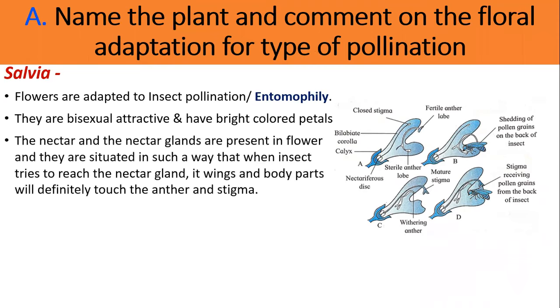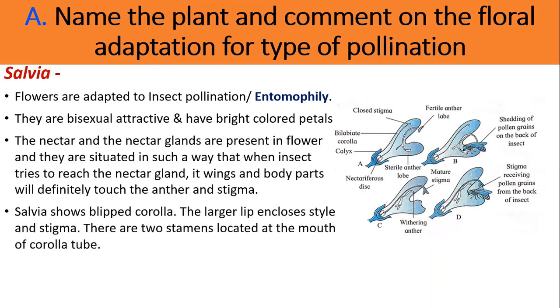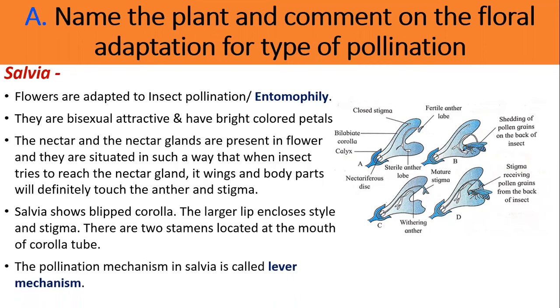When we talk about nectar, the flower produces nectar. The nectar glands are present, situated in such a way that when an insect tries to reach the nectar gland, its wings and body parts will definitely touch the anther and the stigma. Salvia shows a bilipped corolla. The larger lip encloses the style and stigma. There are two stamens located at the mouth of the corolla tube. The pollination mechanism seen in salvia is the lever mechanism.